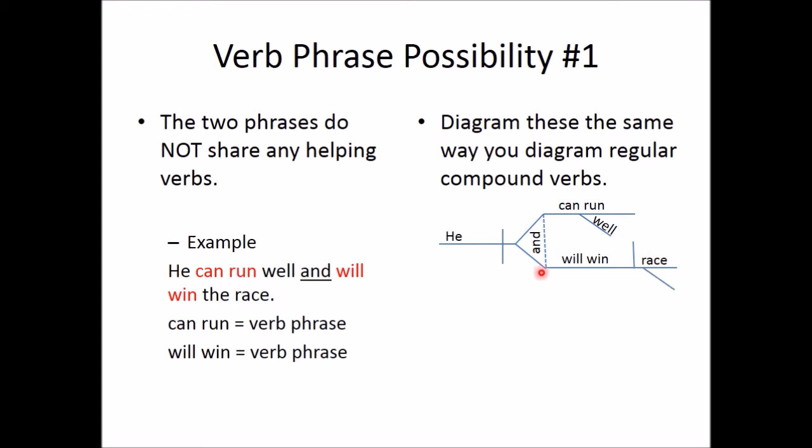And then we're going to diagram the "the" off of "race" because it's an adjective describing which race? The race, right? So there you go. That is how you diagram a sentence with a compound verb phrase when both of the main verbs have their own helping verb. Okay, this also shows you how to add a direct object to one of them as well. So this would be a good time to stop the presentation and take some notes.